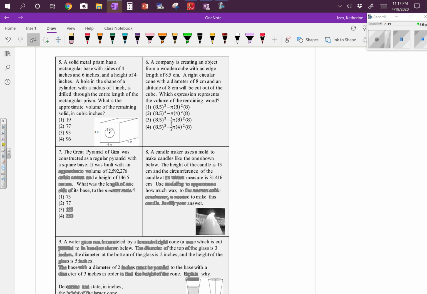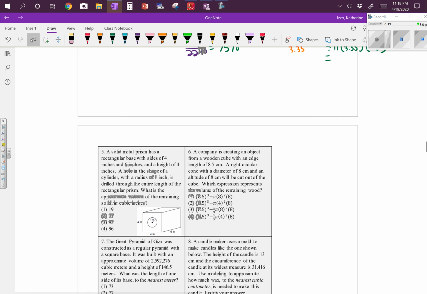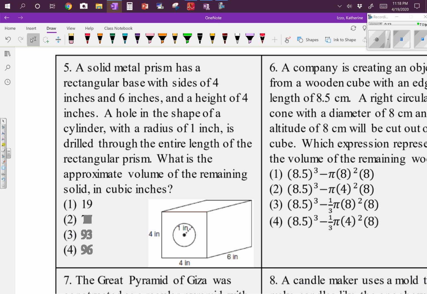Let's take a look. As we get further on with these questions, there are going to be more and more questions that you have to think through. How does this work? Why does this work? And all of that good stuff. So let's take a look at this one. We've got a solid metal prism, and then we've got a hole in the shape of a cylinder, and we want to find the volume that's left over.